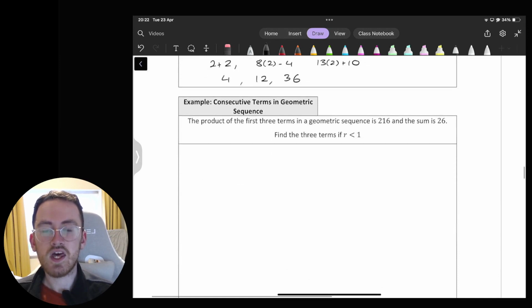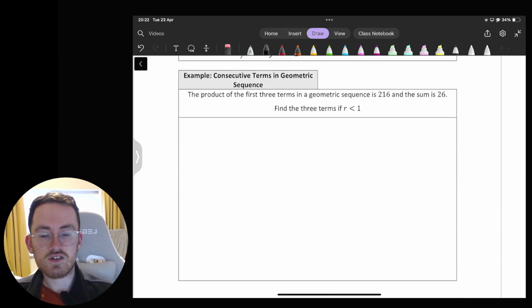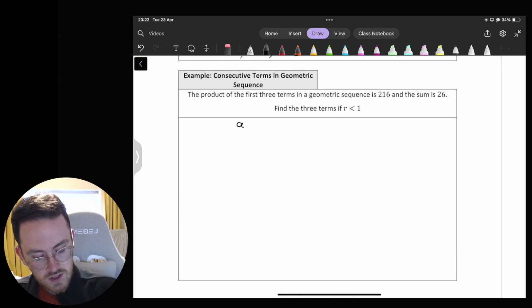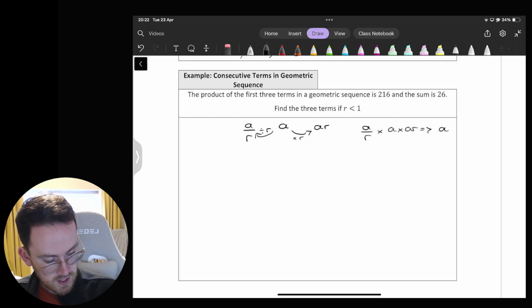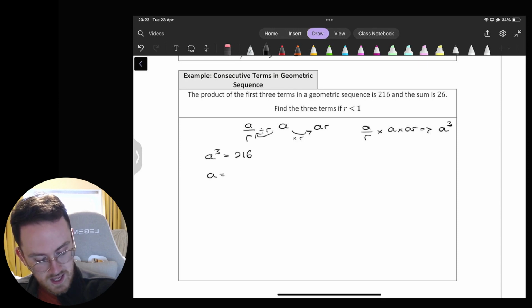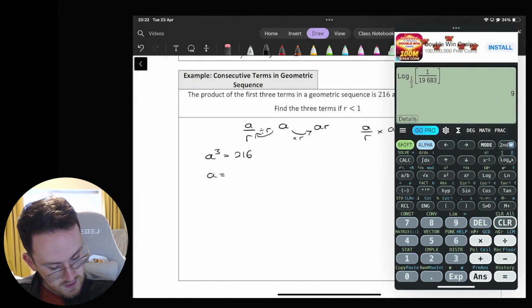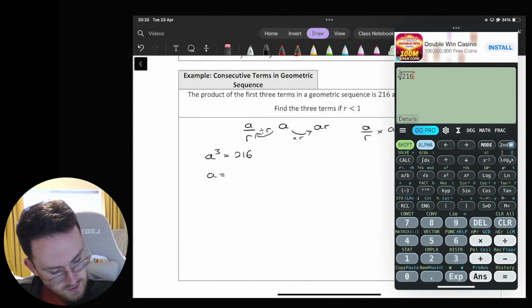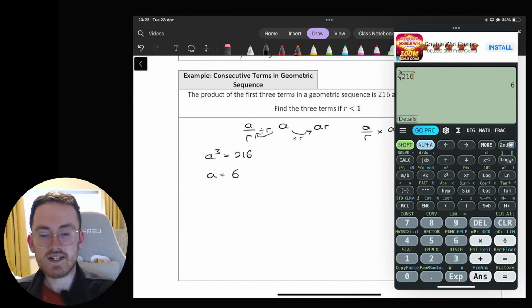The product of the first three terms in a geometric sequence is 216 and the sum is 26. Find the three terms. Well, this is where we maybe make use of the fact that if I pick any middle term here, the previous term comes from me dividing by my ratio, and the next term would come from me multiplying by my ratio. And if I was to multiply each of those, I would just end up with a cubed. So a cubed is 216, which means a is the cube root of 216. So the cube root of 216 is 6. So a is 6 here.